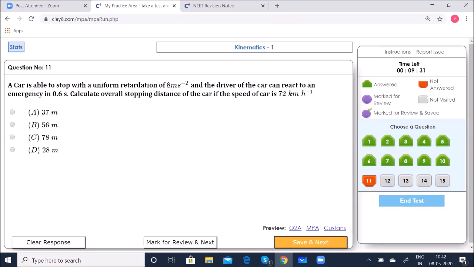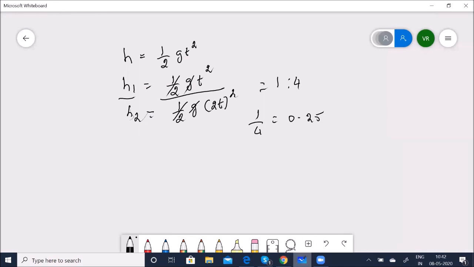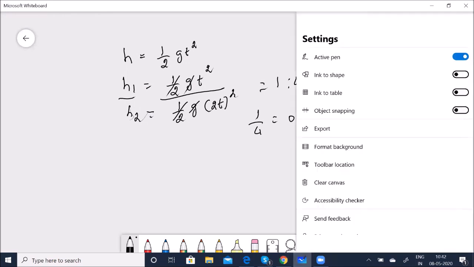So you need to convert this to meters per second. First step you need to do is to convert this velocity to meters per second. So let us take u is equal to 72 kilometers per hour. Convert that, that will give you 72 into 1000 divided by 3600. So that gives you 20 meters per second.